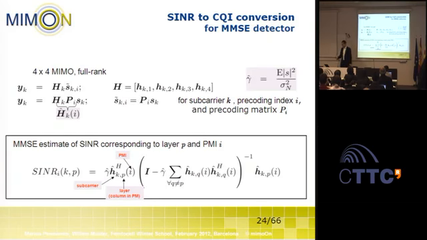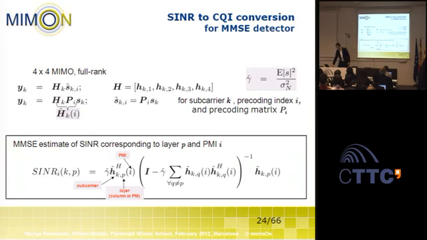So let us take a look at how this SNR can be estimated. If we consider a 4x4 MIMO system, and let's assume that we have a full rank channel, then the channel matrix containing the different transfer functions between all transmit and all receive antennas forms a 4x4 matrix. Let's partition this matrix into these 4 columns, H_k1 to H_k4, where k denotes the subcarrier that we consider.